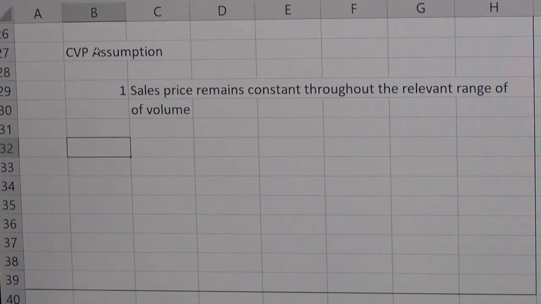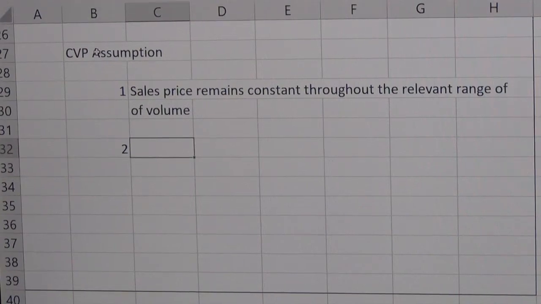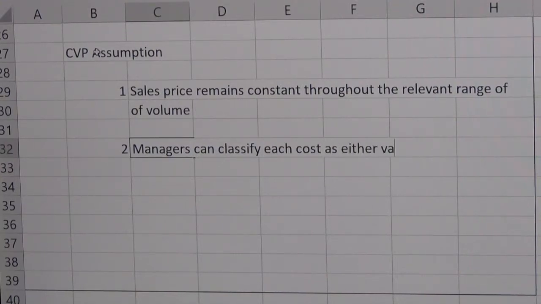Okay? So we talked about relevant range in terms of the fixed cost. You have a certain number of volumes, let's say between 5,000 and 10,000 units, then what we're going to assume is that the sales price between those 5,000 to 10,000 units is going to remain the same. So that's the assumption associated with the volumes when we're using CVP analysis. The second assumption we're going to be making is that managers can classify each cost as either variable or fixed.